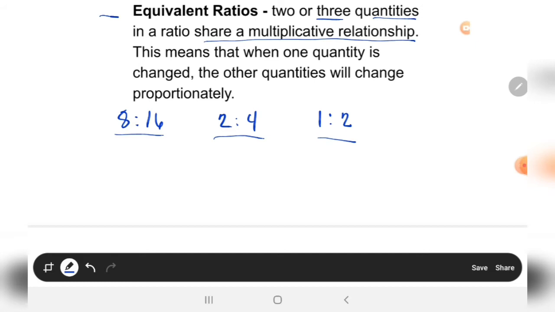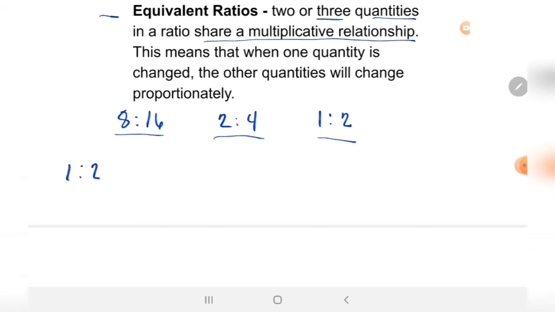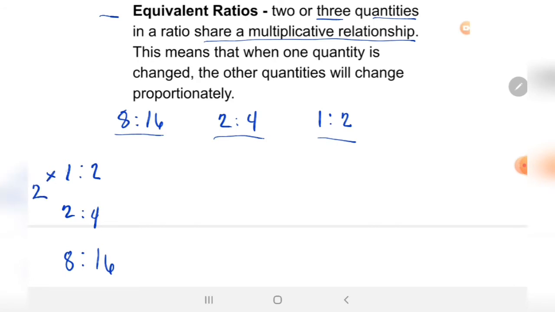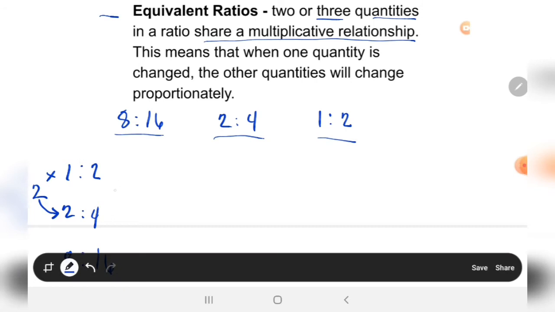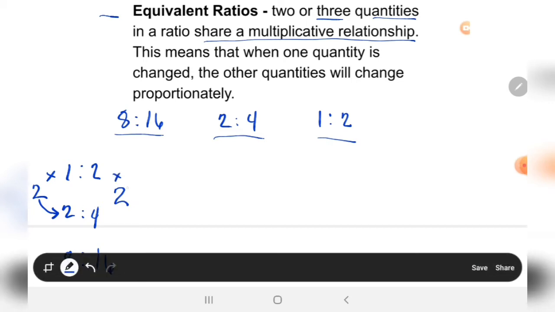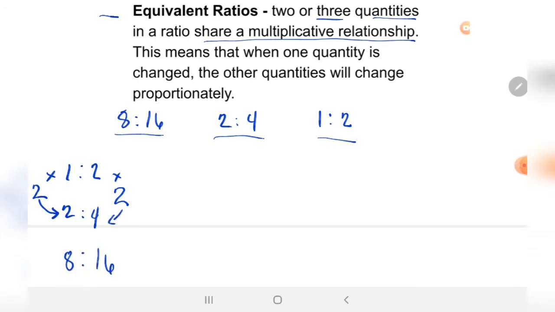They share a multiplicative relationship. For example, we start at 1 to 2, 2 to 4, 8 to 16. Here, if I multiply 1 times 2, the answer is 2, right? Since I multiplied it by 2, I should multiply here also by 2. Why? Because if we do not multiply here by 2, then it will not balance. So we should multiply both sides so that it will be balanced. So here, 2 times 2, that is 4, right?